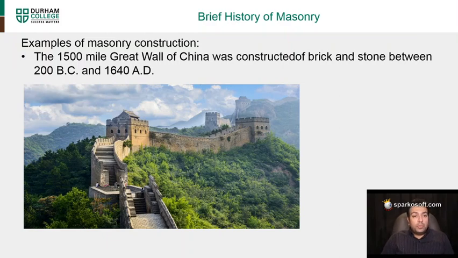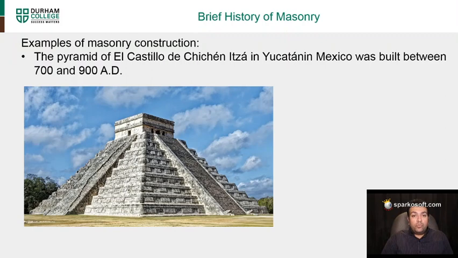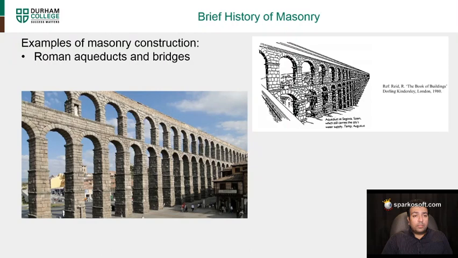In 200 BC, they started building the Great Wall of China, and construction lasted until 1640 AD. That was all built by brick and stone. The pyramid of Chichen Itza in Mexico was also built around 700 to 900 AD. They also built with stone construction or masonry construction.